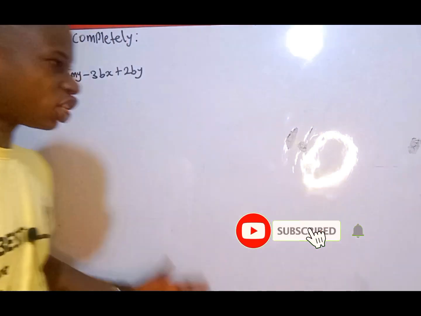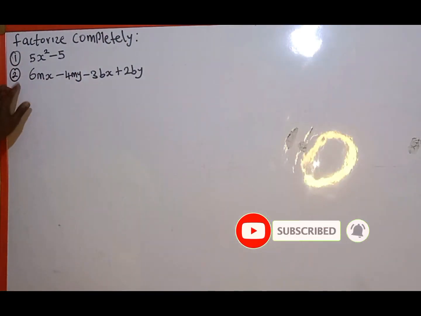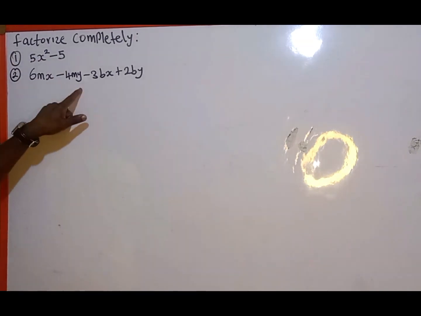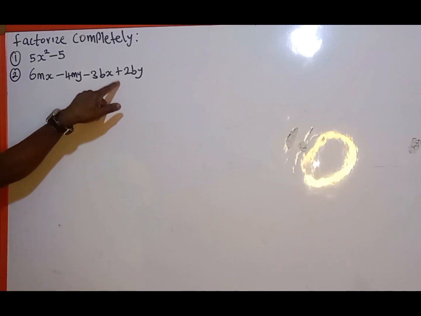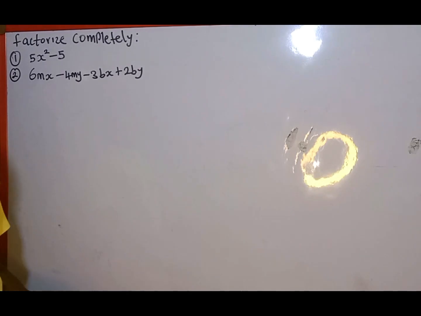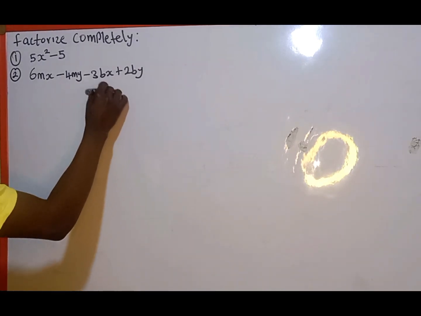In today's tutorial, we're going to learn how to factorize an expression. On the board here, we are given two expressions, number one and number two. Number one is 5x squared minus 5. Number two is 6mx minus 4my minus 3bx plus 2by. We're asked to factorize these two expressions completely. So let's get started. Solution.